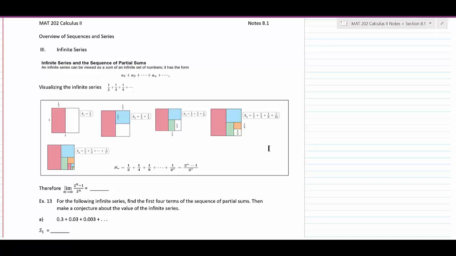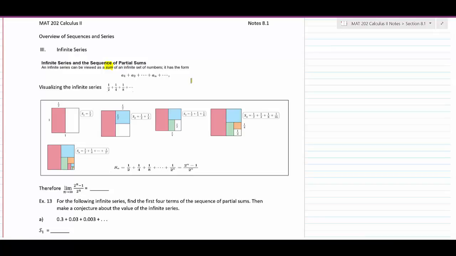That's all it is. It's a list of numbers, generally with some sort of a pattern that we could relate, maybe in a recurrence relation or explicit formula. What an infinite series is, it's a sum of an infinite set of numbers. So you're now adding a bunch of numbers is what you're doing.